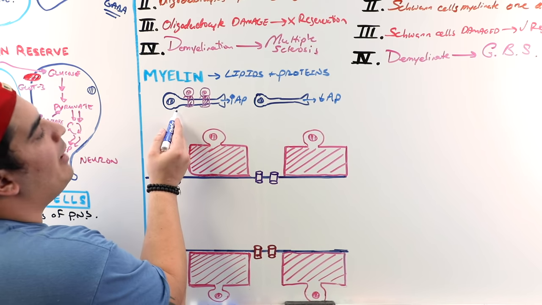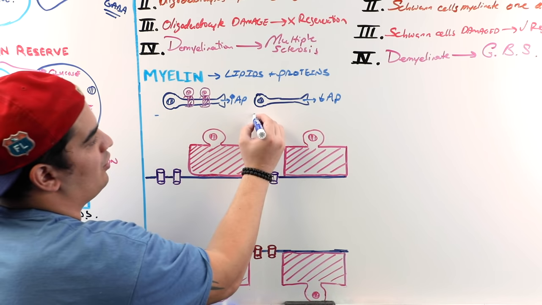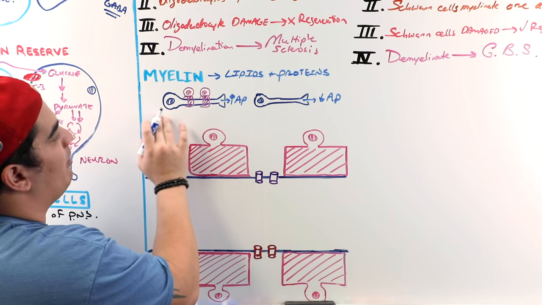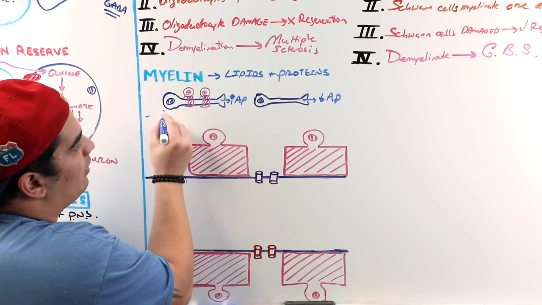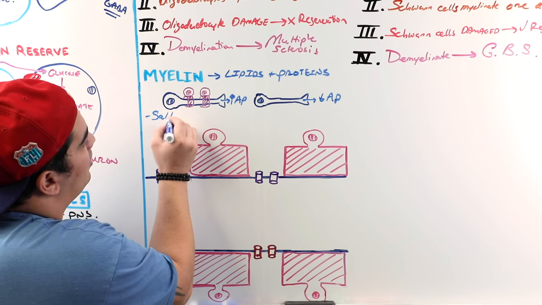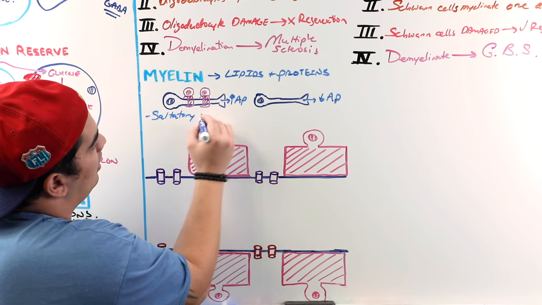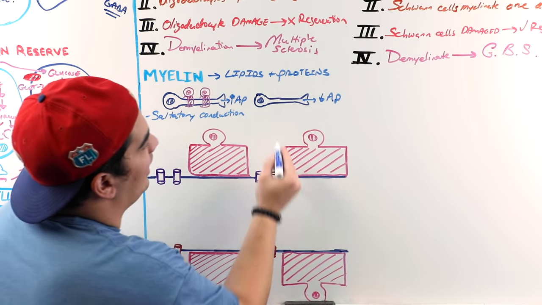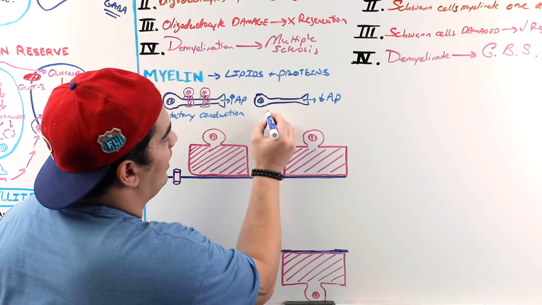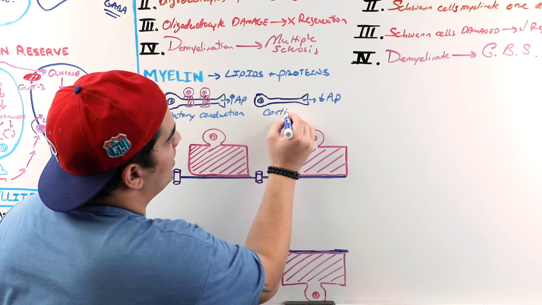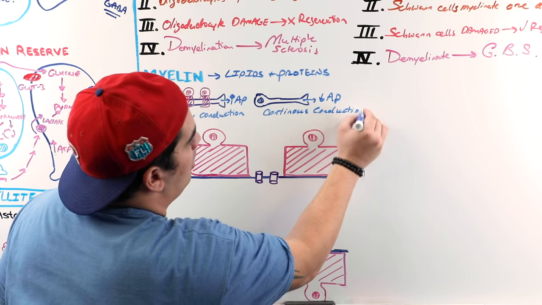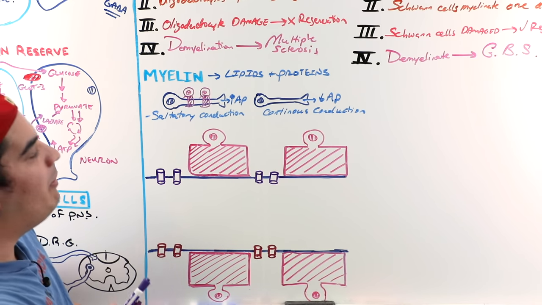There's a specific name for the type of action potentials upon which these neurons send their information down. And this one here with the myelinated axons is called saltatory conduction. And we'll talk about what the heck that means in a second. Whereas those that are not myelinated, this is called continuous conduction. All right, beautiful. So we understand the basics of myelin.